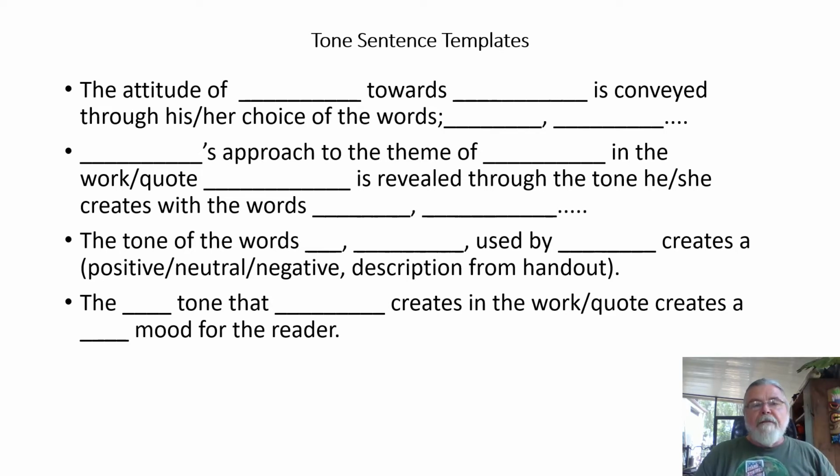So: The attitude of the author towards the theme is conveyed through his choice of words, and then you list the words. The author's approach to the theme of the work, and you put a quote, is revealed through the tone he or she creates with the words. The tone of the words, make a list, used by the author creates a positive, neutral, negative tone. The blank tone that the author creates in the work, and a quote, creates a blank mood for the reader.